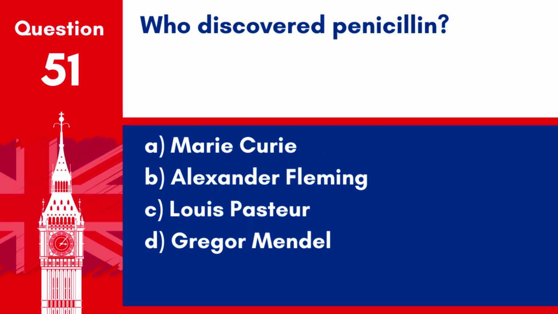Question 51. Who discovered penicillin? A. Marie Curie. B. Alexander Fleming. C. Louis Pasteur. D. Gregor Mendel. Answer: B. Alexander Fleming. Sir Alexander Fleming discovered penicillin in 1928, which marked the beginning of modern antibiotics and revolutionized medicine by introducing effective treatment for bacterial infections.